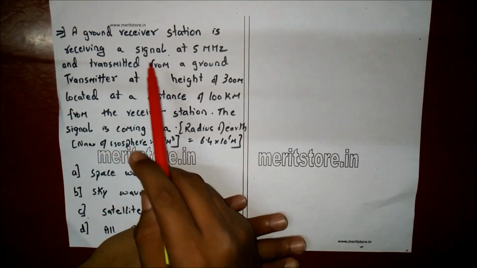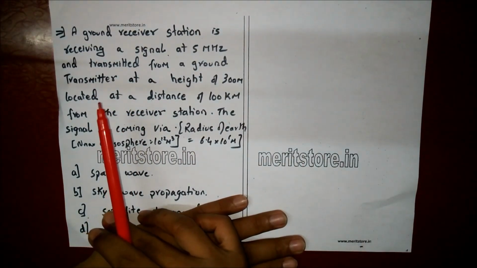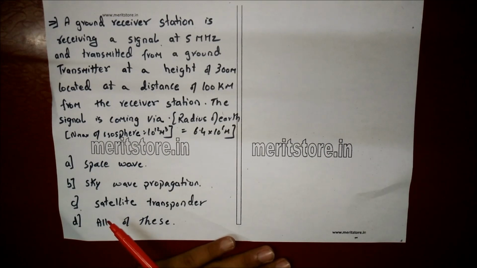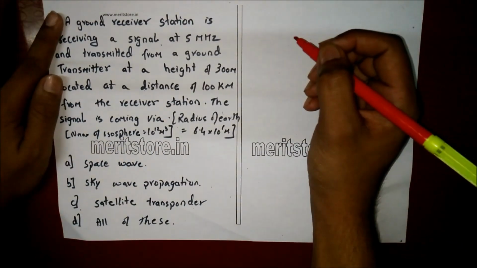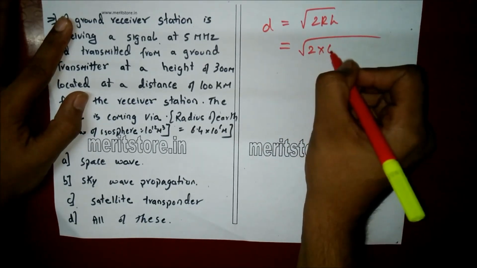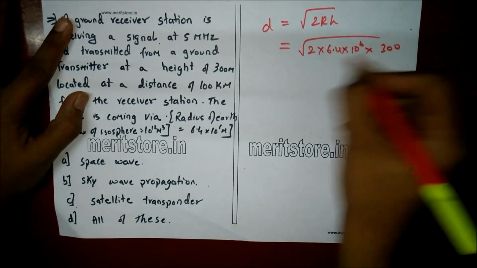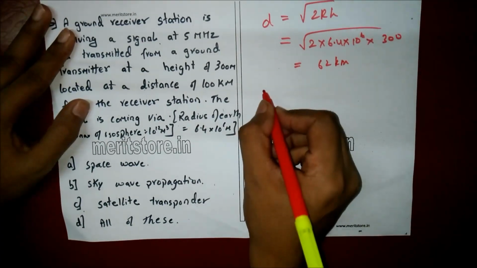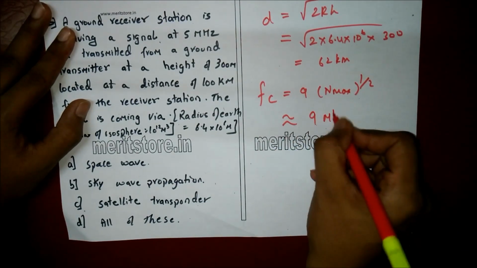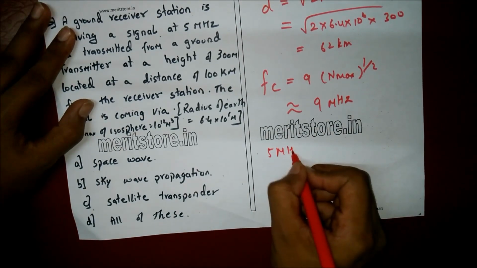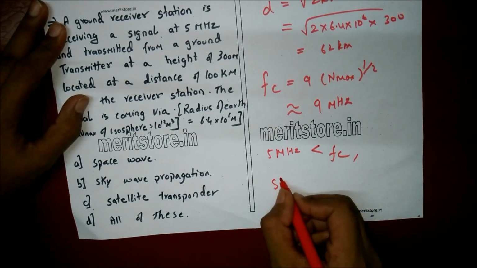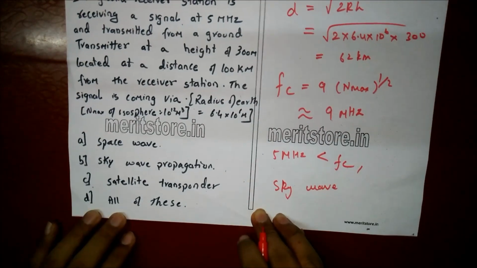A ground receiver station is receiving a signal at 5 MHz and transmitted from a ground transmitter at a height of 300 meters is located at a distance of 100 km from the receiver station. The signal is coming via A. space wave, B. sky wave propagation, C. satellite transponder, D. all of these. Now, first, we have the maximum distance covered by the space wave communication is D is equal to root of 2RH, 2 into 6.4 into 10 raised to 6 into 300, which is equal to 62 kilometers. Now, the critical frequency Fc is given by 9 into root of Nmax, which is the electron density, which is equal to 9 megahertz. Now, since the receiving signal 5 megahertz is less than the critical frequency, it is a skywave propagation. Therefore, the correct answer is option B.